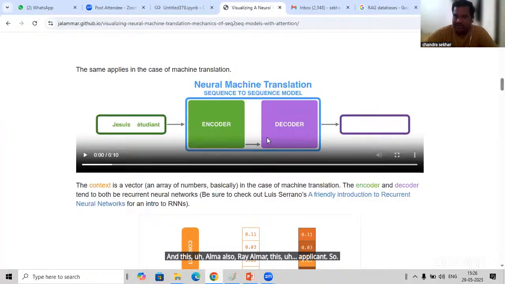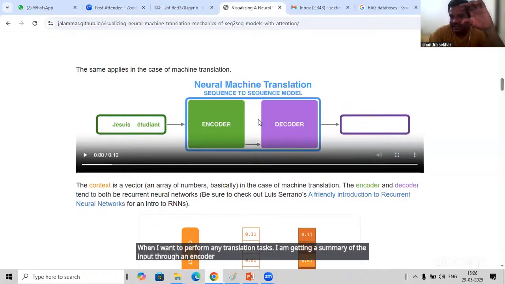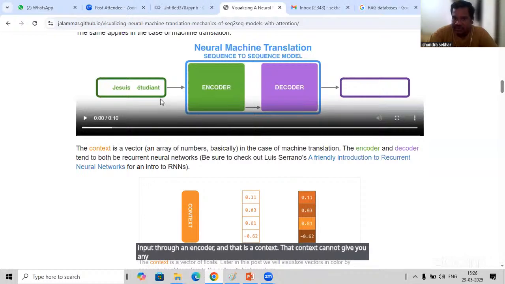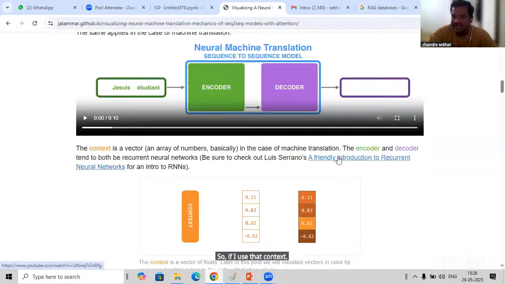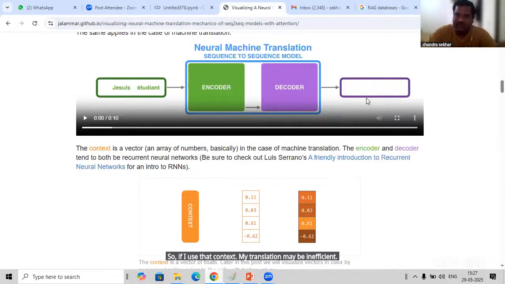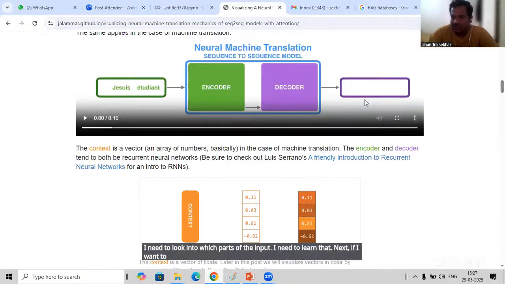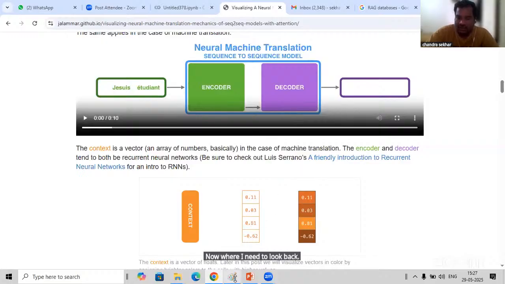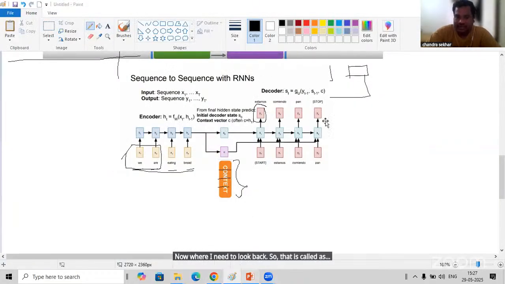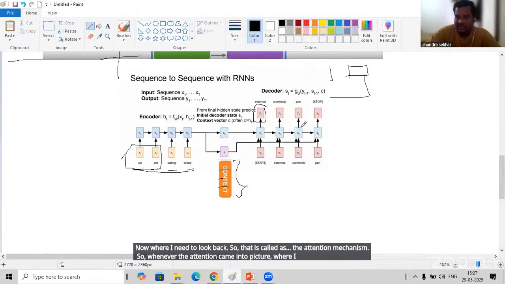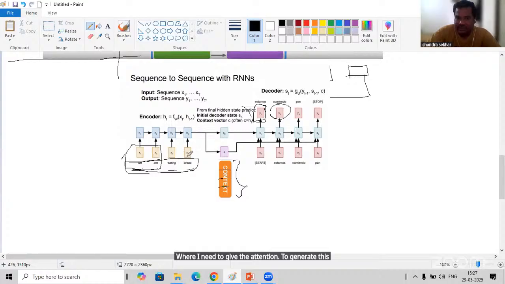Initially, when I want to perform a translation task, I get a summary of the input through an encoder, and that is the context. That context cannot give me information about all the other words. It's a generalized version, so if I use that context, my translation may be inefficient. But if I want to print the first word, I need to learn which parts of the input to look into. Next, if I want to generate the second output, where do I need to look? That is called the attention mechanism. To generate this one, where do I need to give the attention? To generate that one, where do I need to give the attention?